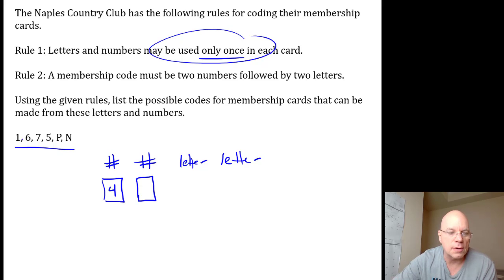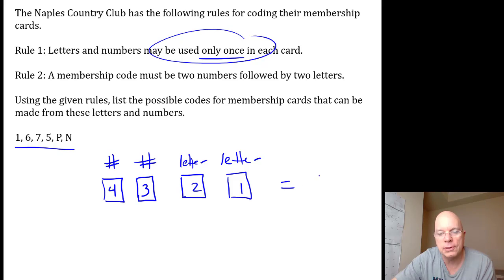Let's say I started my membership code with a 1. I have to choose from the 6, the 7, or the 5. So there are 3 choices for the second number. The first letter could either be a P or an N, so I have 2 choices. And then once I make that choice, there's only 1 letter left. So the total number of possible membership codes from these rules and using these limited characters would be 4 times 3 times 2 times 1, which is 24.